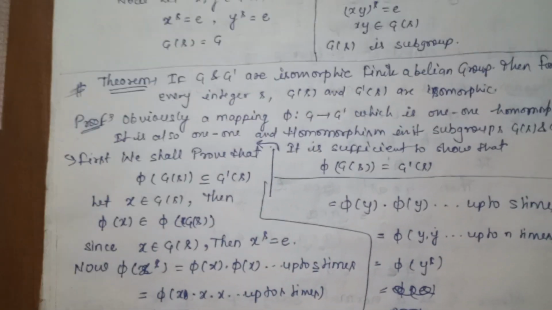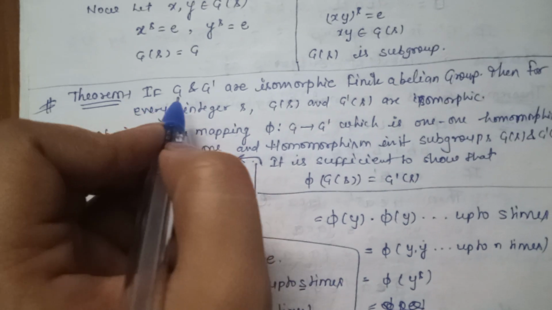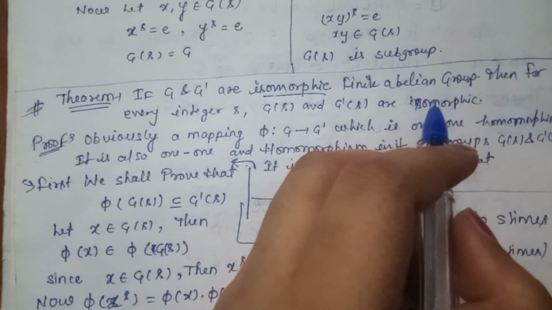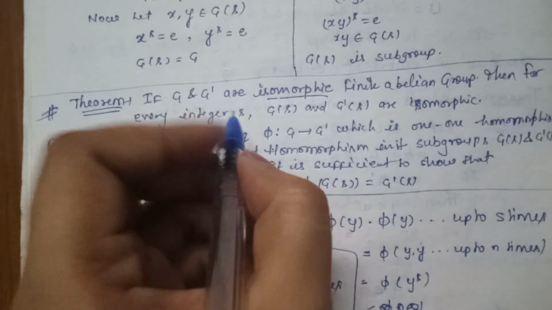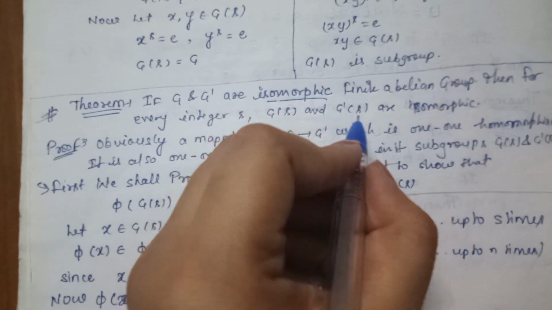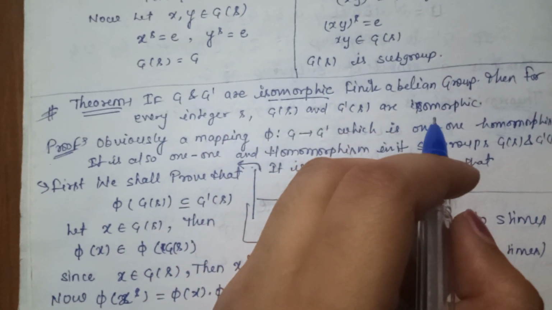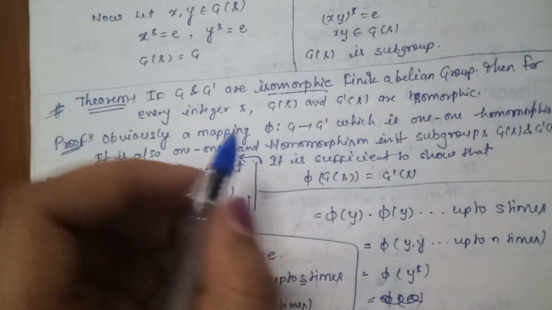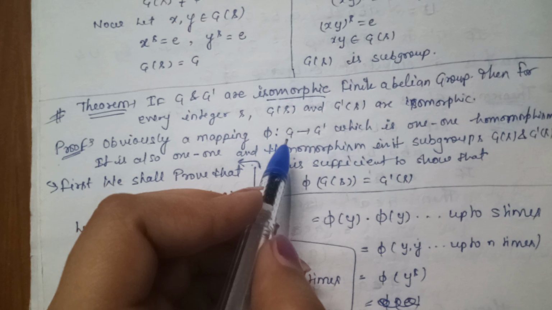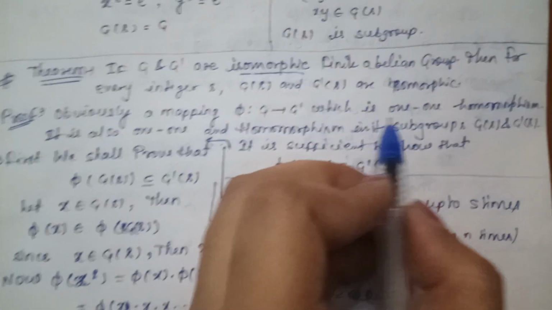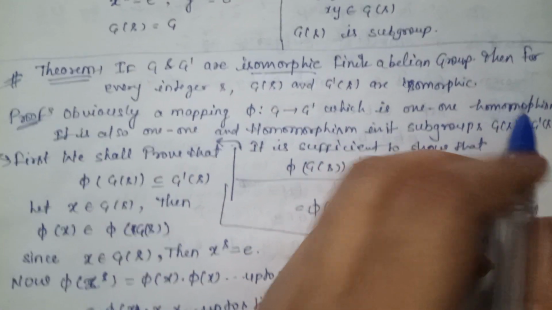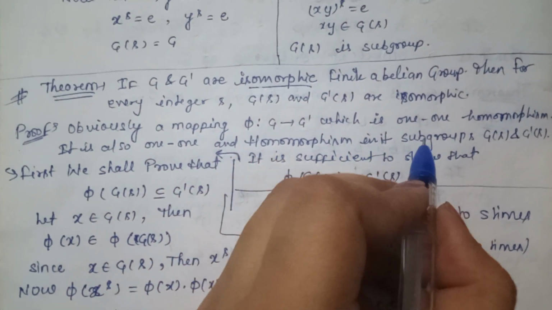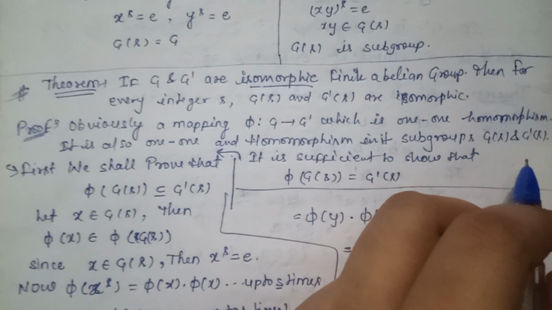There is another theorem whose statement is: if G and G dash are isomorphic finite abelian groups, then for every integer s, G_s and G dash_s are isomorphic. Okay, so the proof is: obviously a mapping phi from G to G dash, which is a one-one homomorphism, is also one-one and a homomorphism on its subgroups G_s and G dash_s.